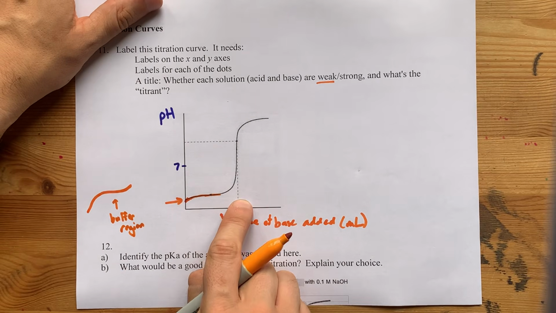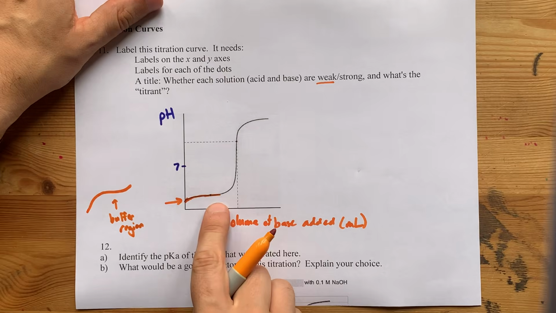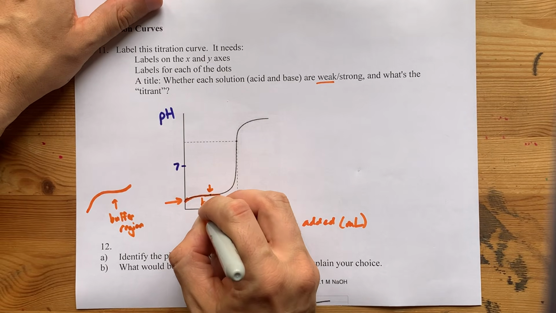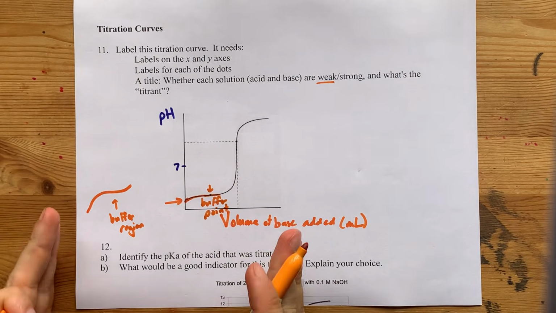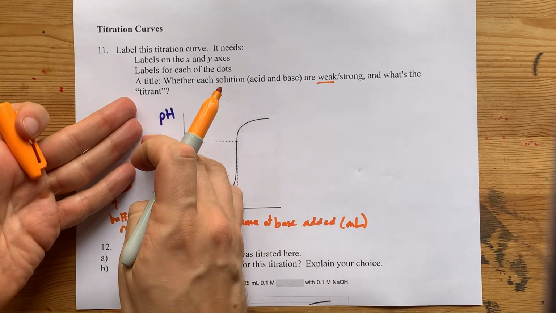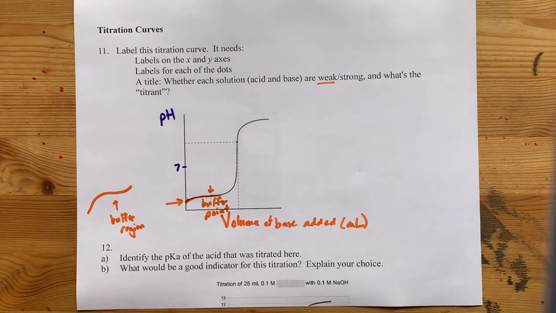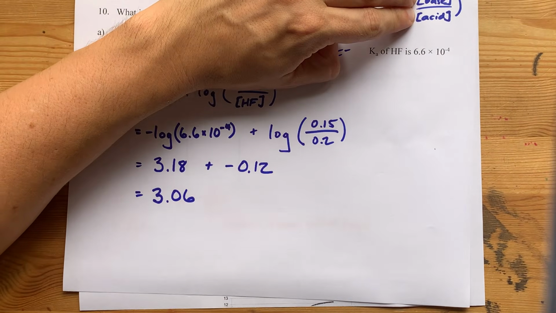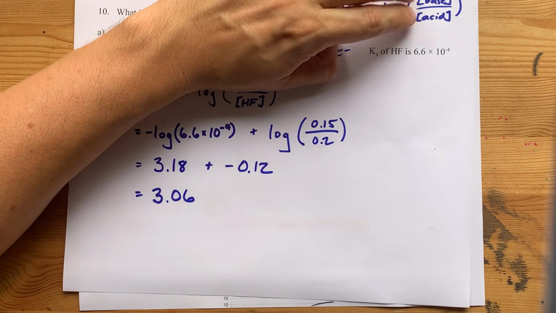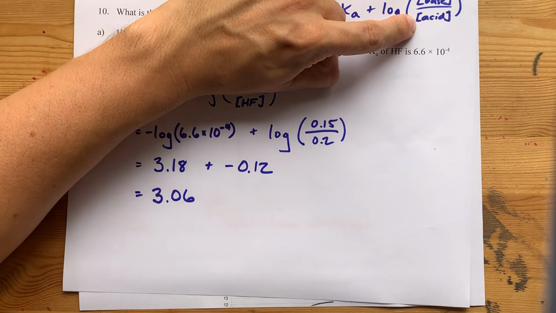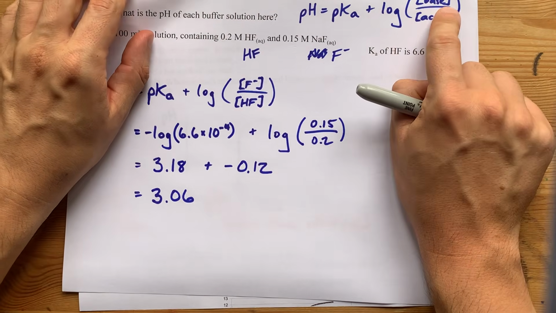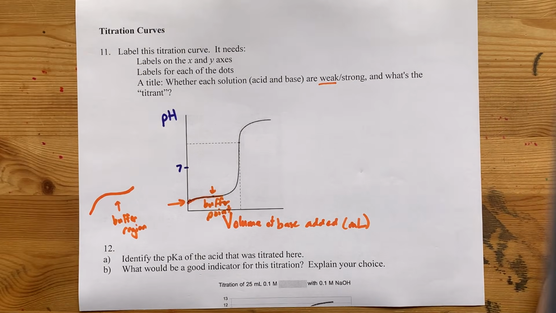The halfway point to your vertical line gets a special name. It is called your buffer point. It is when you have the exact same amount of weak acid as conjugate base in solution at the same time. According to the Henderson-Hasselbalch equation, if these two are equal, then base divided by acid is 1, because anything divided by itself is 1. And then when you take the log of 1, you get 0, so the pH is equal to the pKa.